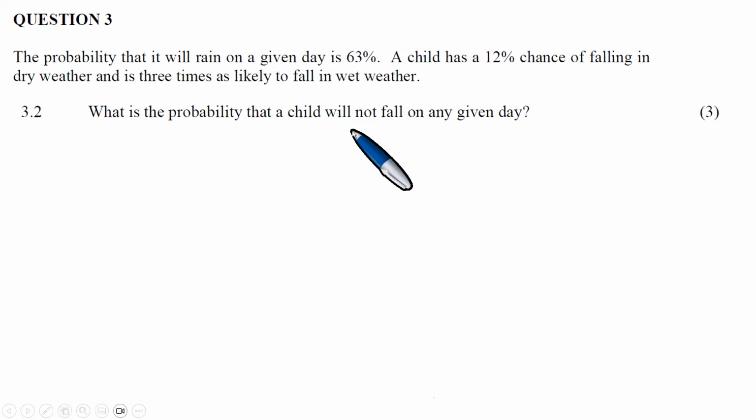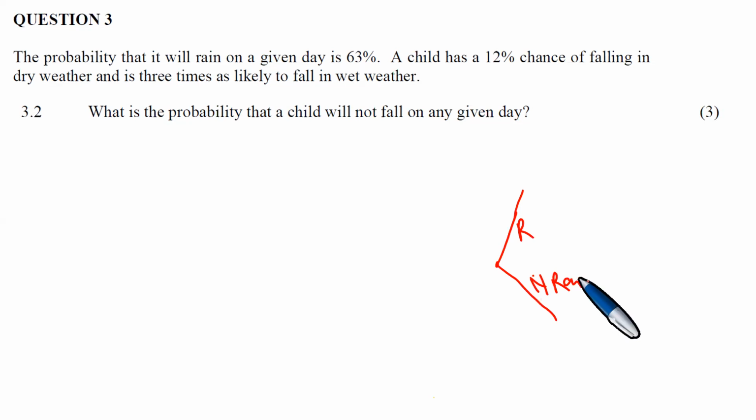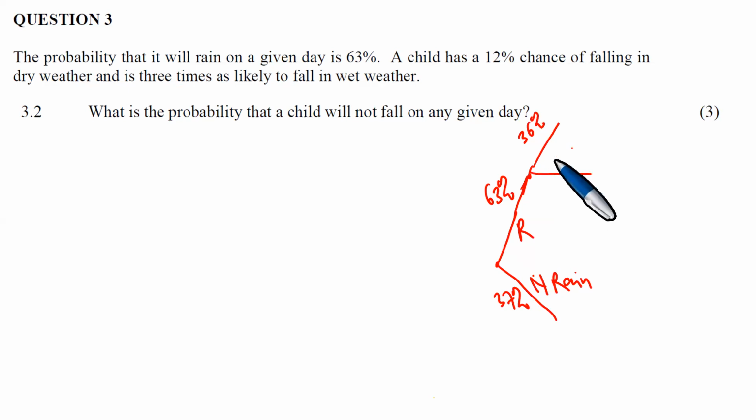What is the probability that a child will not fall on any given day? The child does not fall on any given day. So let's look at this question. I'm just going to draw these quickly, because we can only do this if you look at the diagram. Either it rains or there is no rain. The rain is 63% chance. No rain is 37% chance. And then this one here is 36% chance, and this one is 64% chance.